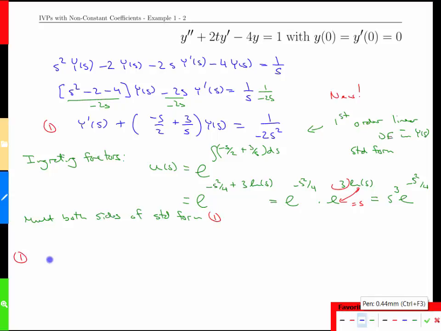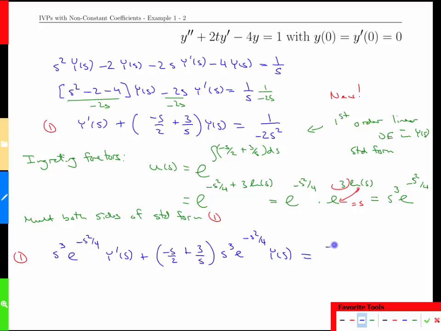And we're going to go term by term, so we'll have s cubed e to the negative s squared over 4 times y prime, plus negative s over 2 plus 3 over s multiplied by this integrating factor, and then times y of s, and negative 1 over 2s squared times the same thing, e to the negative s squared over 4.